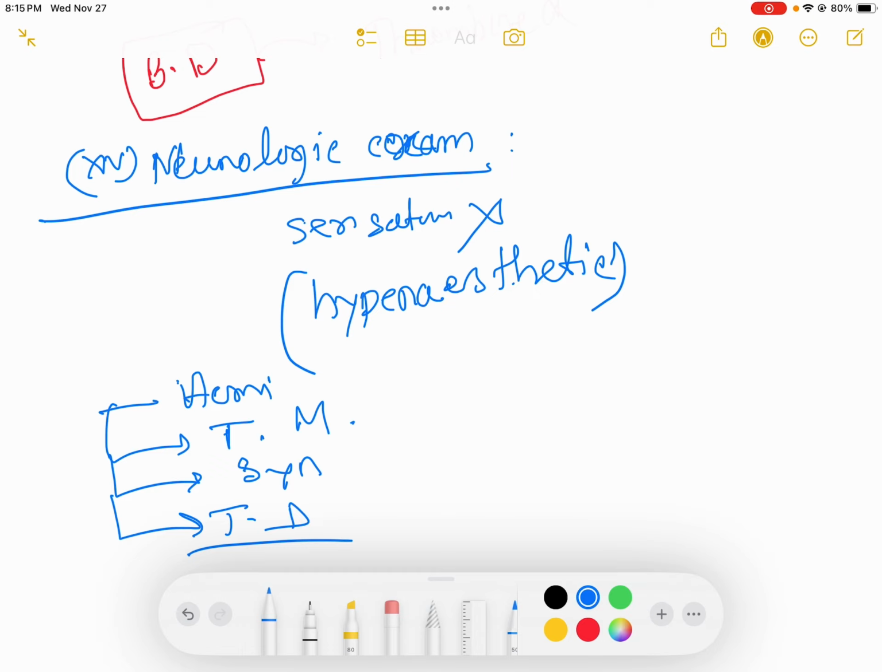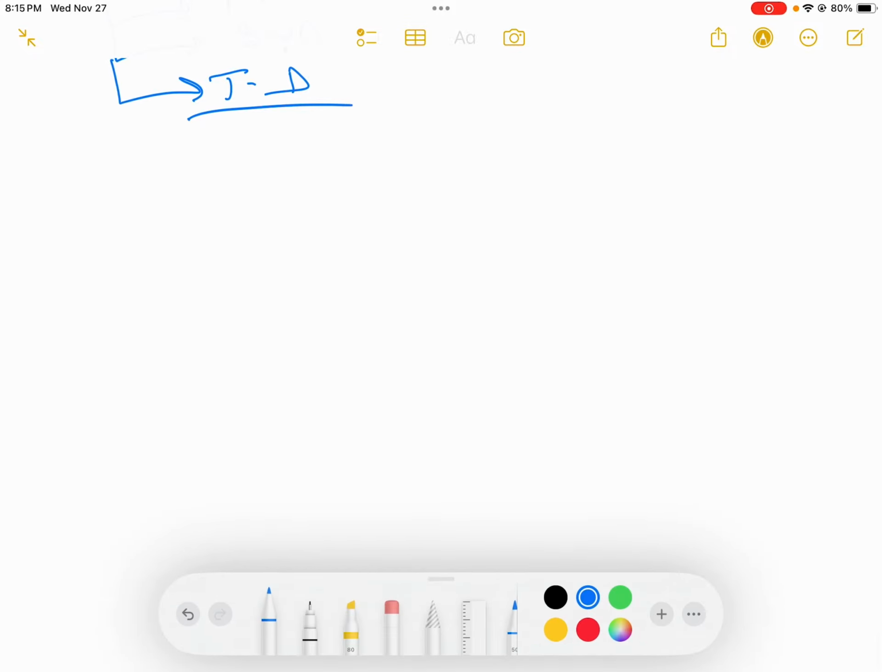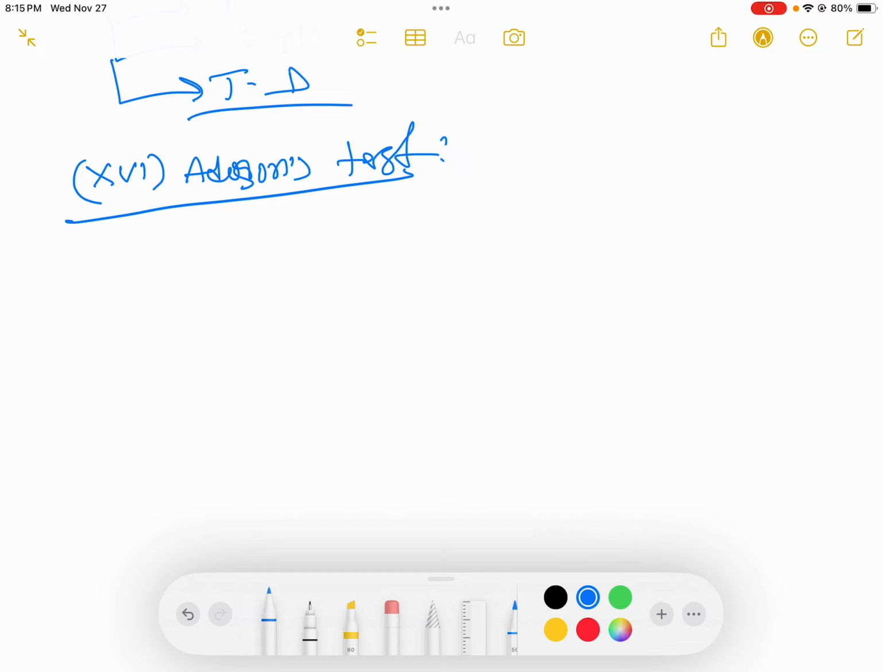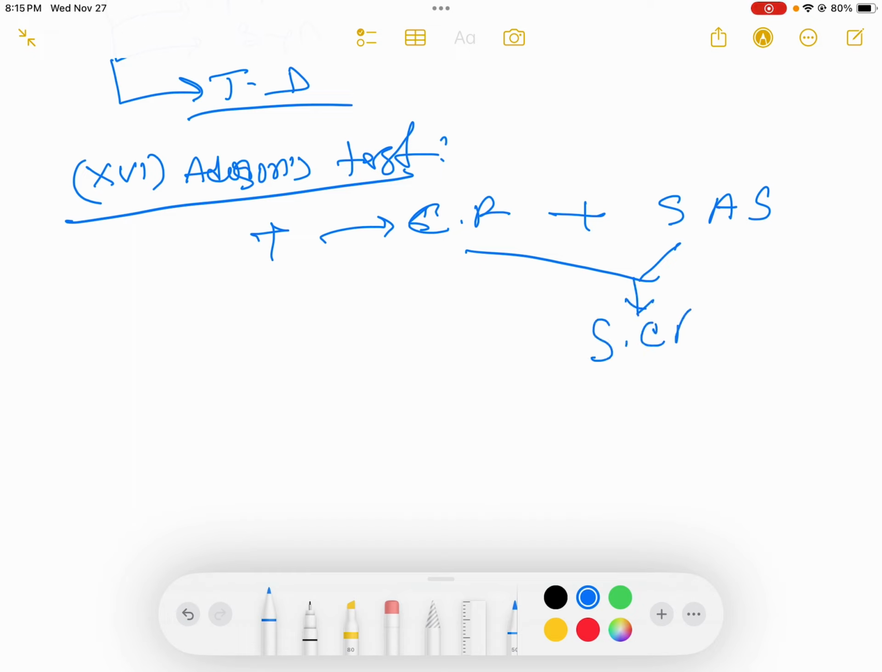Adson's test. Number 16. This test is positive in the presence of cervical rib and scalenus anterior syndrome, due to compression of the subclavian artery.